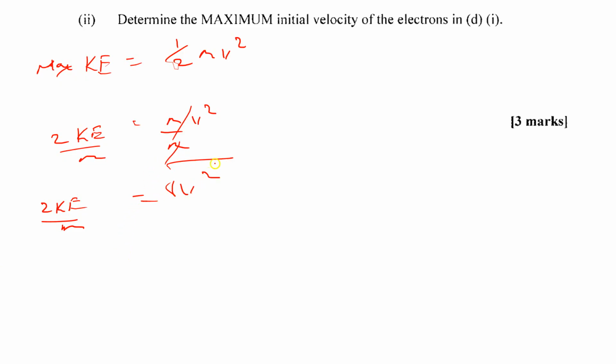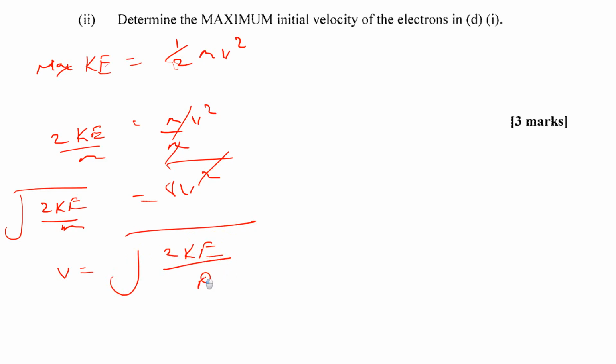So we're just going to find the square root now of this, right? Square root of both sides. We know the square root and the square cancel out. So we just need to do it on that side. So at the end of the day, we say now that v, which is the velocity, is equal to the square root of 2KE divided by m.